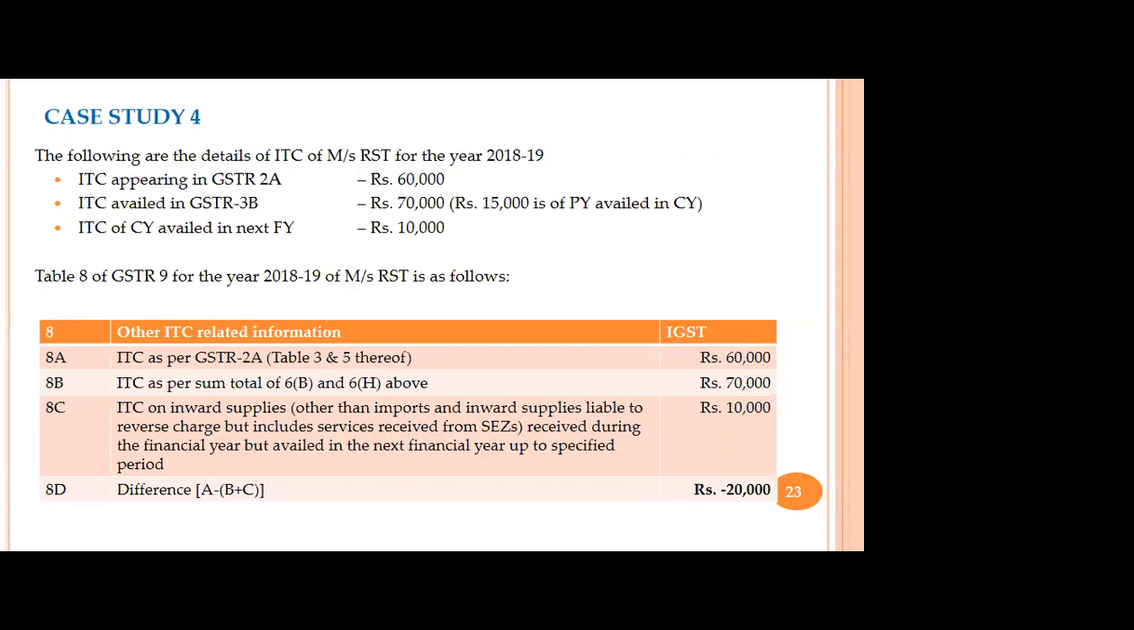So the prime question here is whether we have to insert in 6B the figure that we have claimed in 3B of both the previous year and current year, or only for the current year. So you can refer to instruction number 2A of GSTR-9. They have stated that table numbers 4, 5, 6, 7 should include only the current year and not the preceding years. So it will come from 55. 55 will be there in 6B.